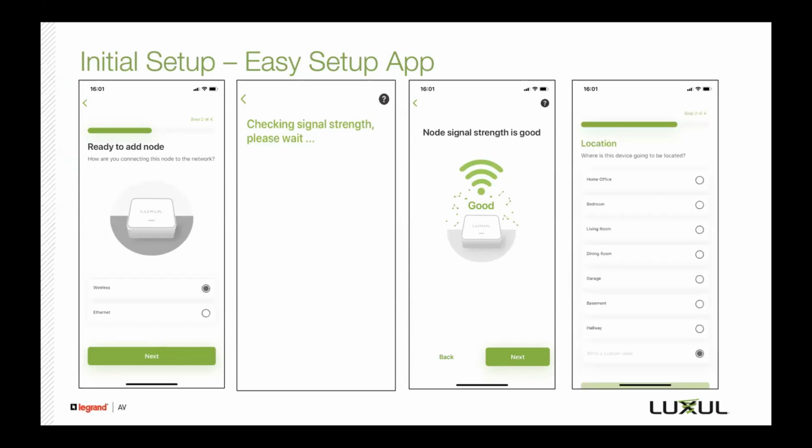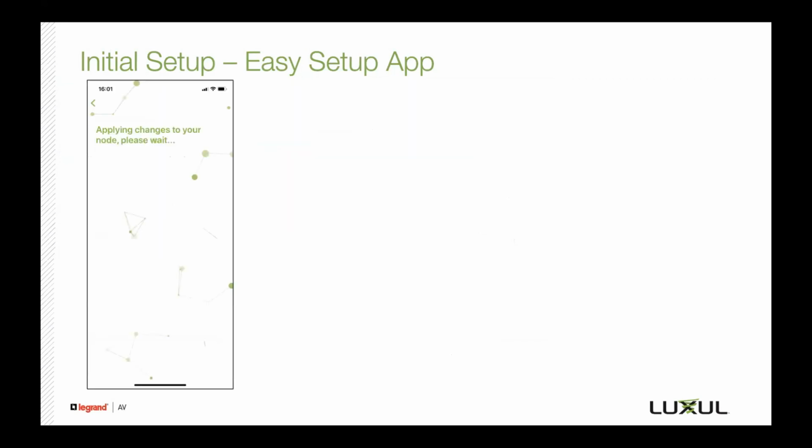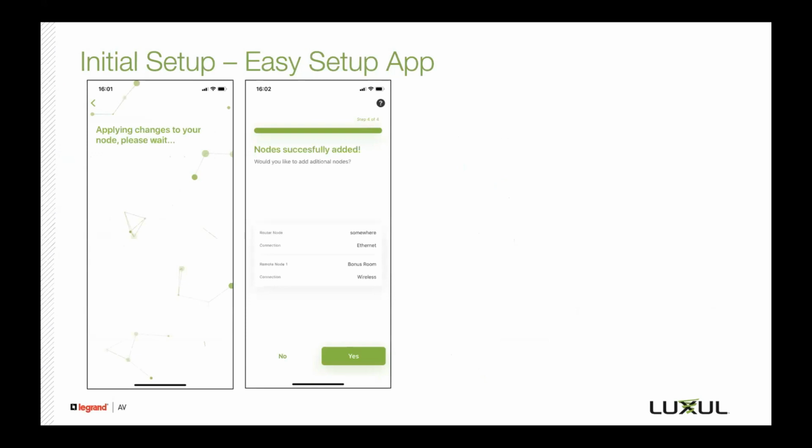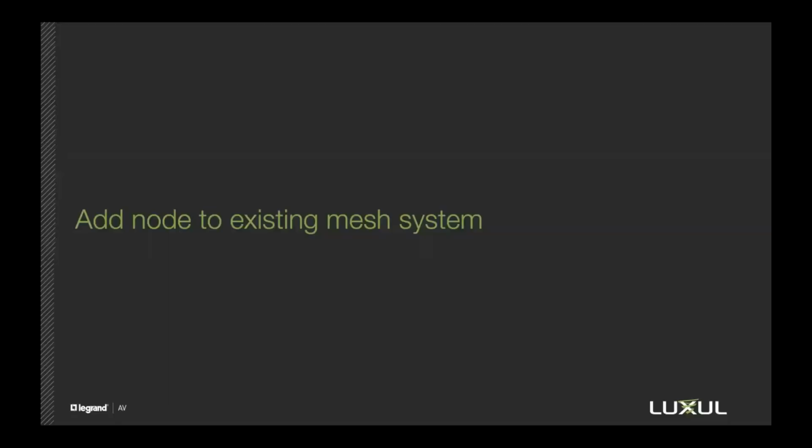You name the location of where that particular node is. It applies the changes and then asks you again, says, yes, we've successfully added it. Do you want to add additional? If you want to add another one, you hit yes, go through the same process. If you're done at this point, then you hit no, and it'll tell you the system's been configured. Here's some information for you, and you're good to go. You're done. That is it. The system is now set up and running.